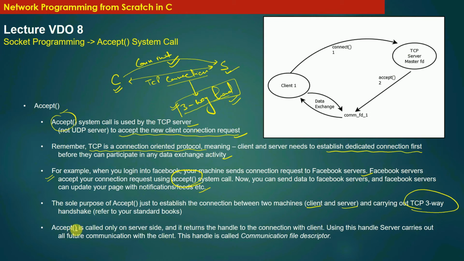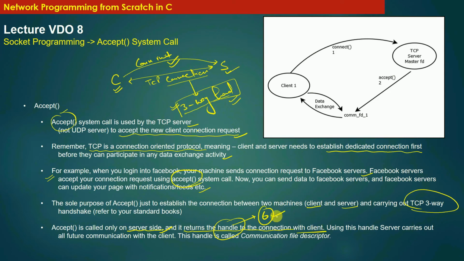So the accept system call is called only on the server side and it returns a handle to the connection with the client. First of all, the accept system call is used only on the server side and it is not used on the client side. And second, when the server invokes the accept system call, it returns the handle to the connection with the client. Now what is a handle? A handle is nothing but an integer value, say 6. So 6 represents a dedicated connection between the client and the server.